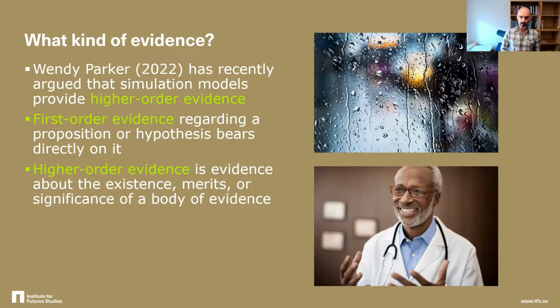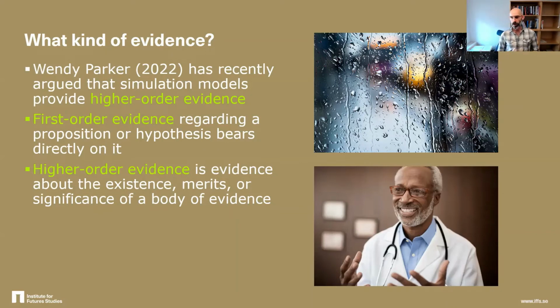So this contrast is between first order and higher order. So first order evidence is evidence regarding some proposition, some claim, or a hypothesis that bears directly on it. So the top picture is meant to be an example of this. The raindrops on my window are first order evidence for the fact that it is raining outside. That evidence bears directly on the hypothesis that it's raining outside. Higher order evidence, by contrast, is evidence about the existence or merits or significance of some other evidence, where the other evidence is first order evidence.